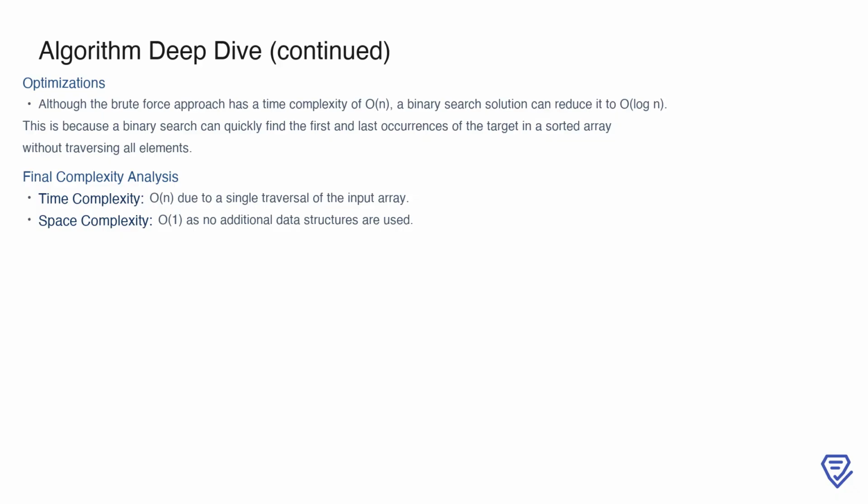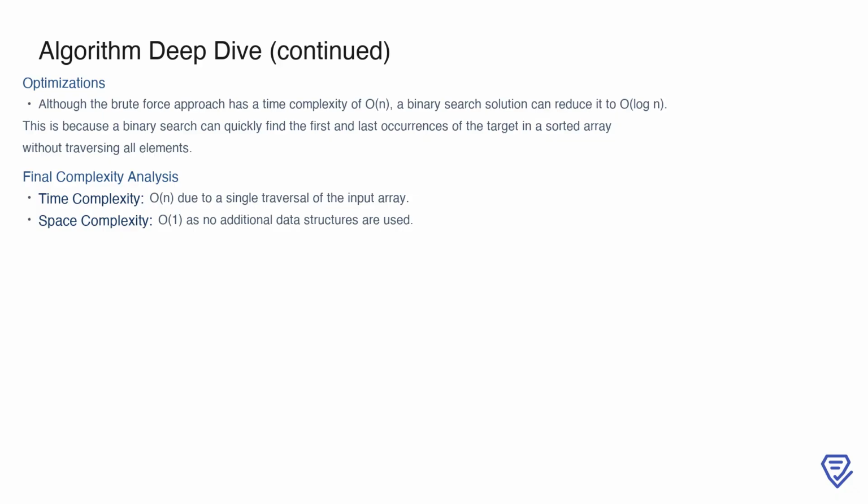Finally, while the brute force approach is straightforward and has a time complexity of O(n), due to the single traversal, we can achieve better performance using binary search. Since the array is sorted, binary search allows us to directly find the first and last occurrences of the target without inspecting every element. This reduces the time complexity to O(log n).